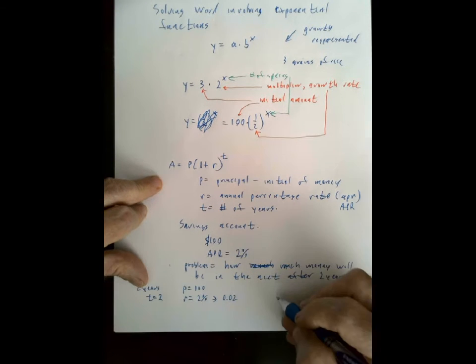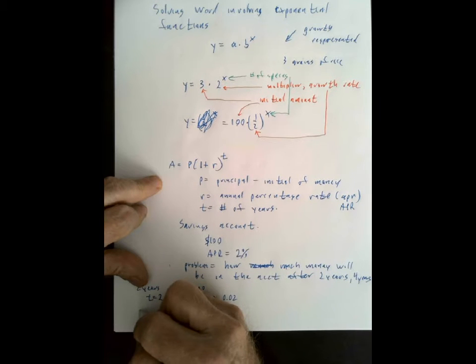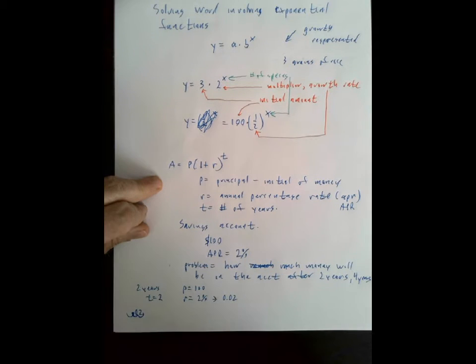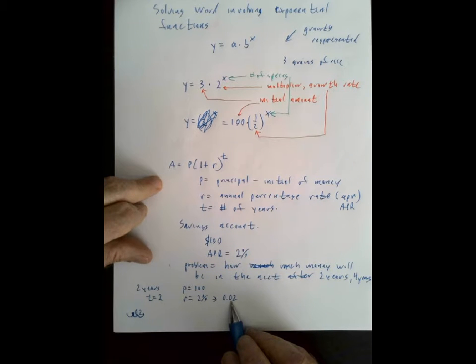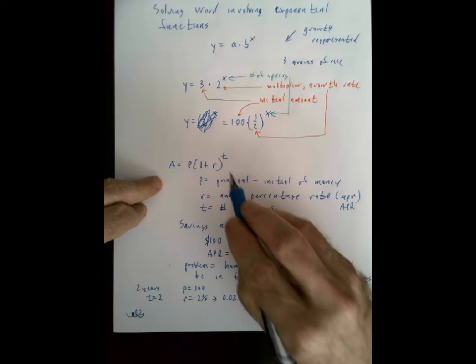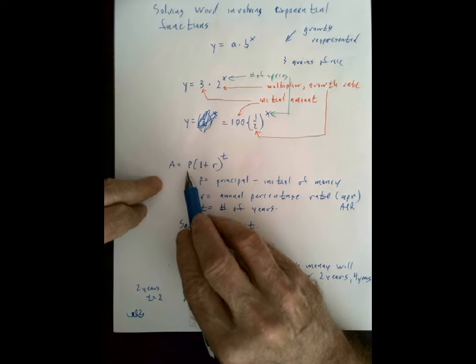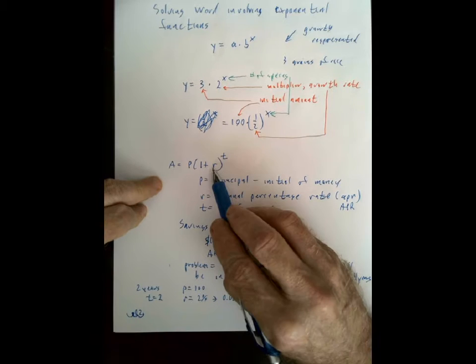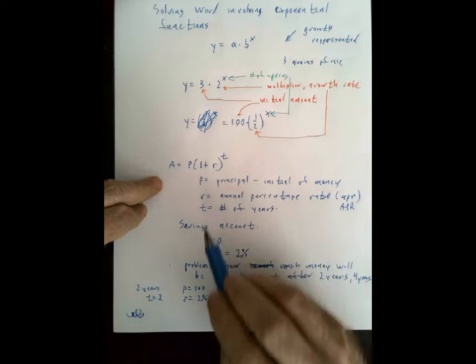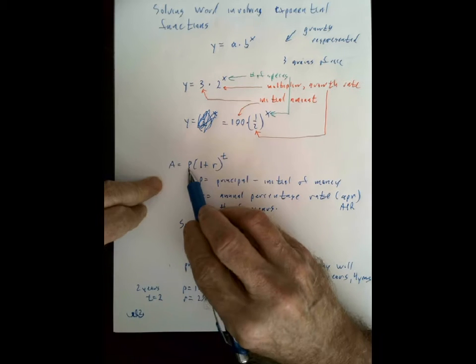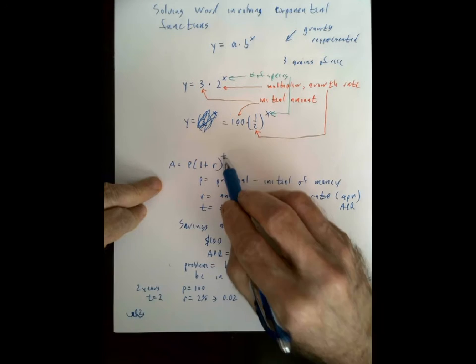For decimals, remember, if we start with a 2, we have to move the decimal point 2 places over. 1, 2, like that. And so that decimal rate is 0.02. All right? Okay. So now we plug 0.02 in for R, the annual percentage rate. 100 goes in for P, and then 2, the amount of time, goes in for T.